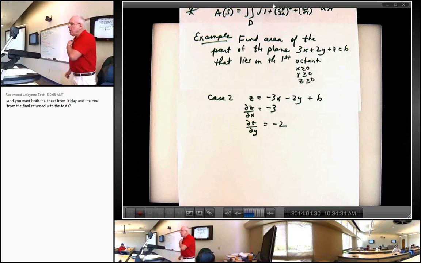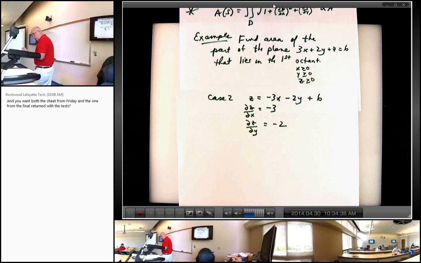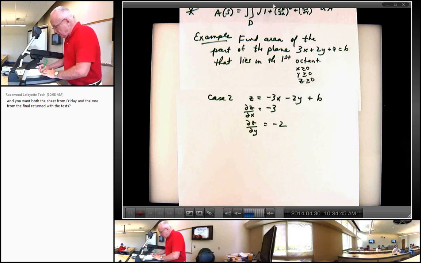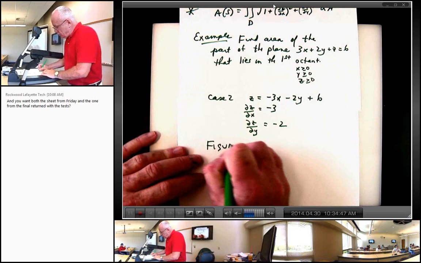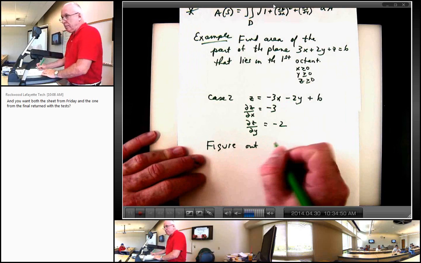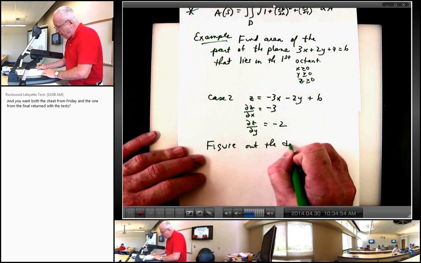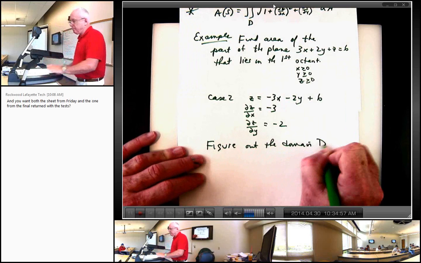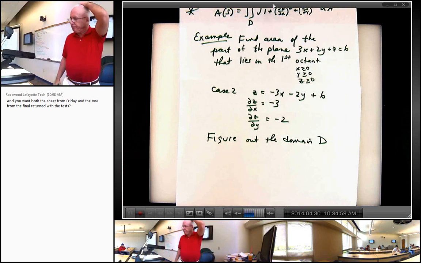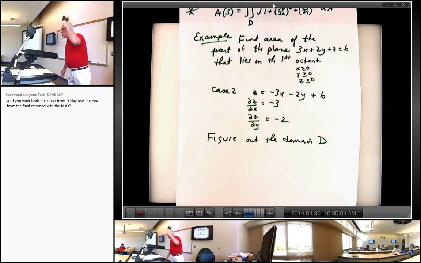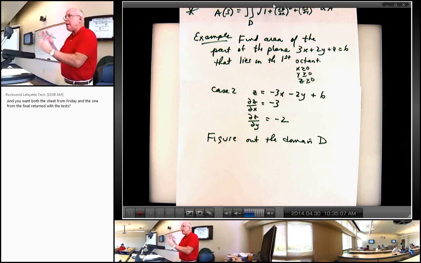That's easy. But another thing, the hardest part of this problem is figuring out properly your domain D. That's the hardest part. Because you're not handed it on a plate. Okay. So the thing is, this domain is going to occur strictly on the xy plane.